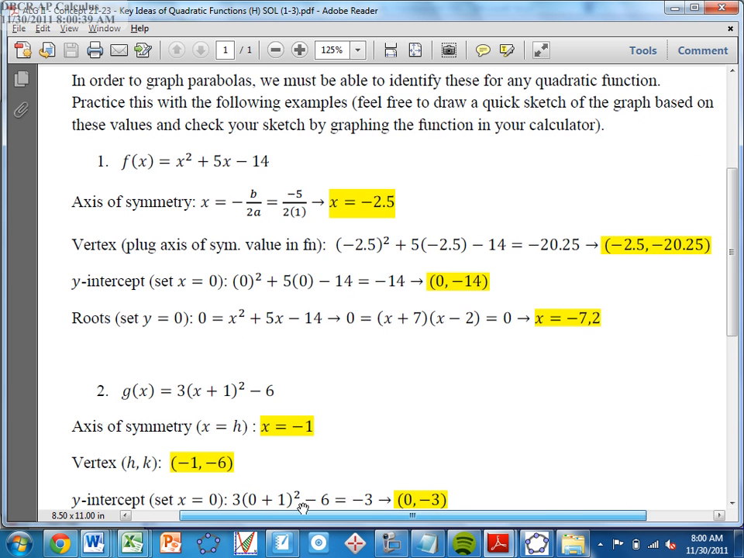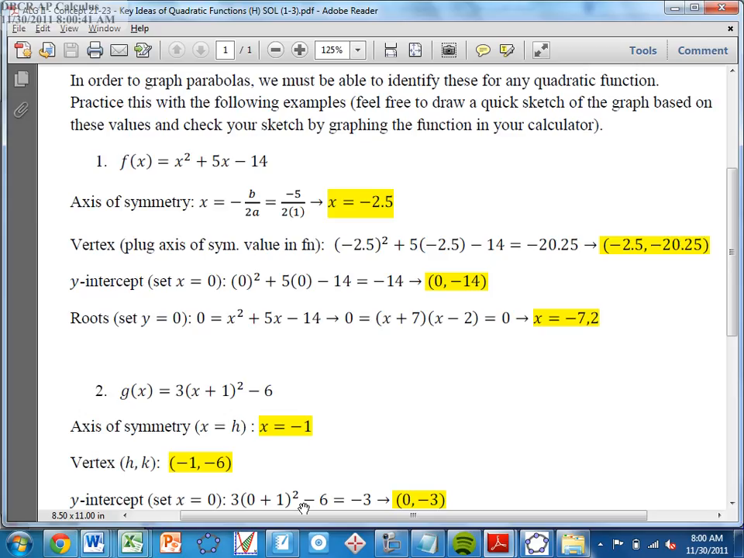The first one was in standard form, so just defining all of our things: axis of symmetry, take the axis of symmetry, plug it in to get the vertex, to get the y-intercept, set x to 0, to get the root, set y to 0, factor and solve, okay? But you'll see numbers 1, 2, and 3 were all close to that line for you to sample. So all the rest of them obviously you have to work on.